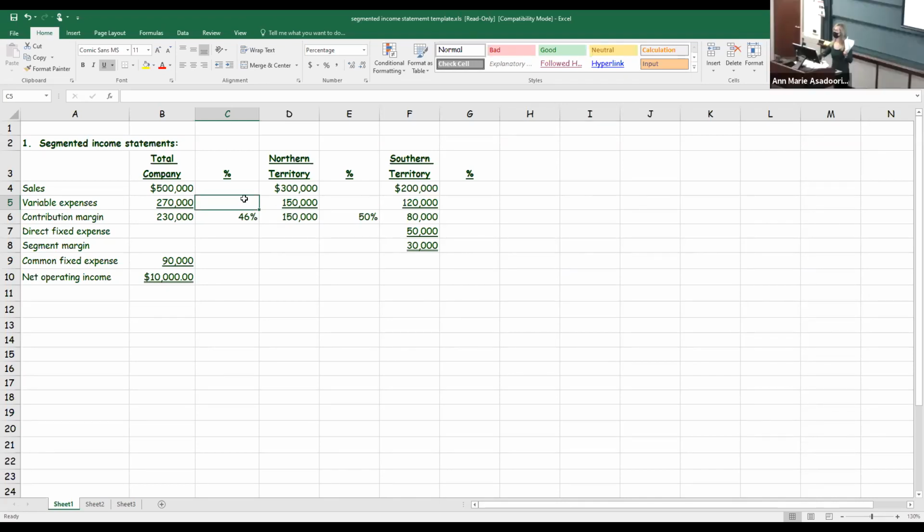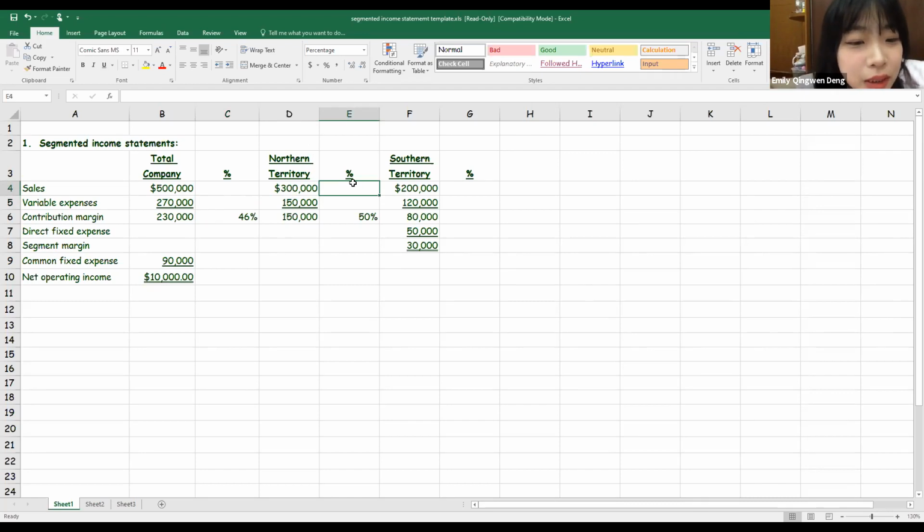Are you trying to get this ratio? The next ratio, the Northern Territory ratio. Oh, Northern Territory ratio? All right, so the variable expense. Right, and what would it be?